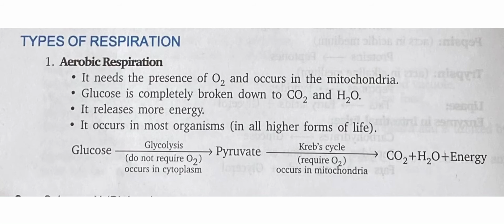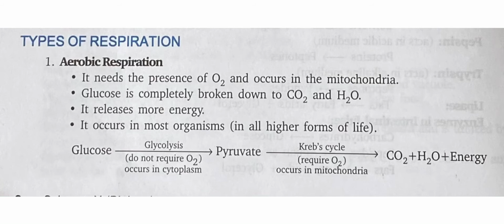First, aerobic respiration. It is the respiration which takes place in presence of oxygen, and it occurs in mitochondria. In this process, glucose is completely broken down into carbon dioxide and water. It releases a large amount of energy. It occurs in most of the organisms, that is in all higher forms of life. Let us see the equation. Glucose is broken down into carbon dioxide and water, and a large amount of energy is released in this process.